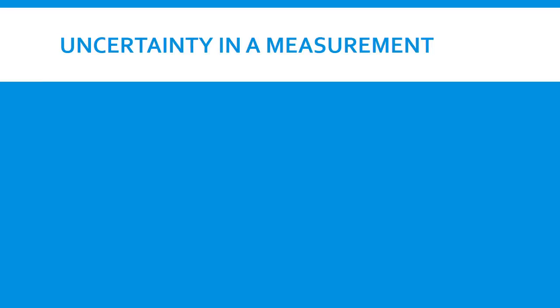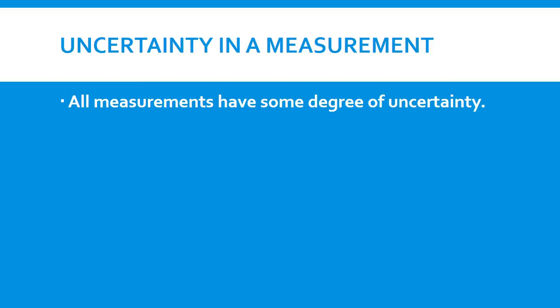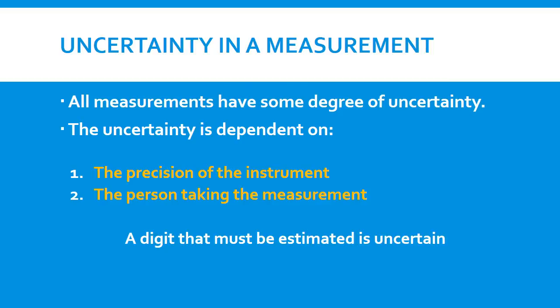Now, when we talk about uncertainty in measurement, all measurements have some degree of uncertainty. And that uncertainty is dependent on the precision of the instrument, the person taking the measurement, and also sometimes the conditions of the measurement can affect the outcome. What kind of conditions are you taking those measurements under? When you take a measurement, any digit that must be estimated is termed uncertain. So you're not sure it is that value, but you're estimating it.